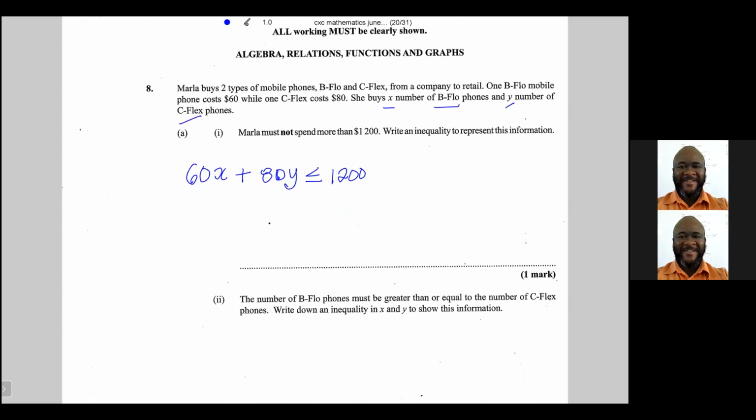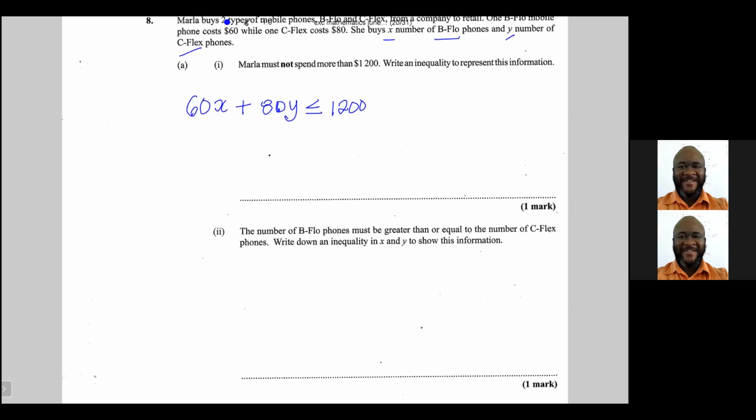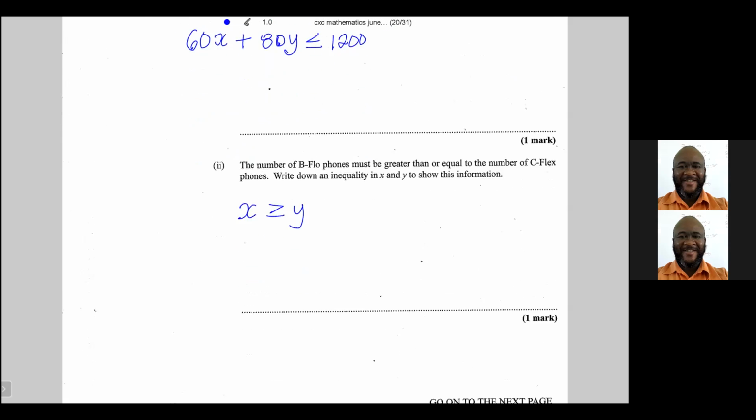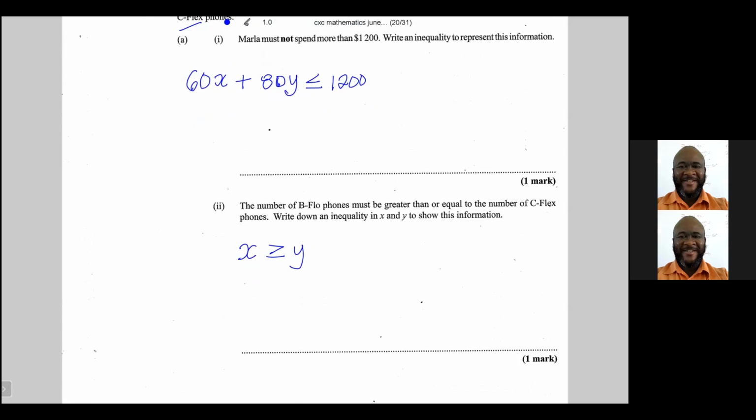Let's move on to the second part of the question. It says the number of B-Flow phones, that's X, must be greater than or equal to the number of C-Flex phones. So that is greater than or equal to Y. Write an inequality in X and Y to show this information. So these are the 2 inequalities so far. Let's turn the page. So the number of B-Flow phones, which is X, must be greater than or equal to the number of C-Flex phones, which is Y.